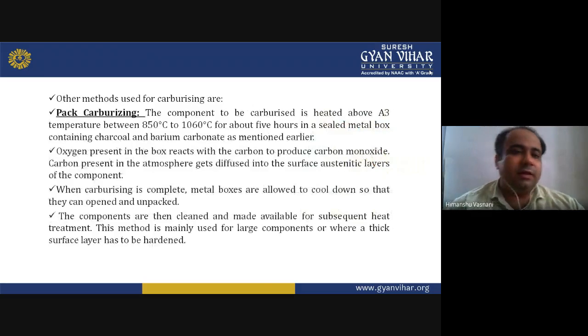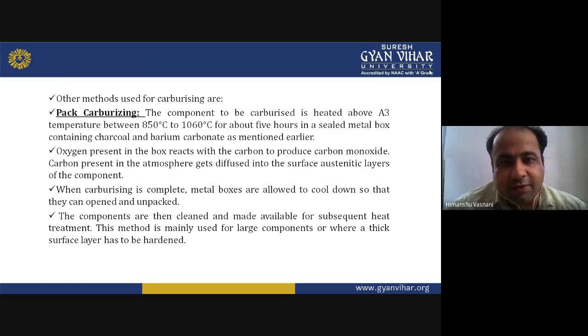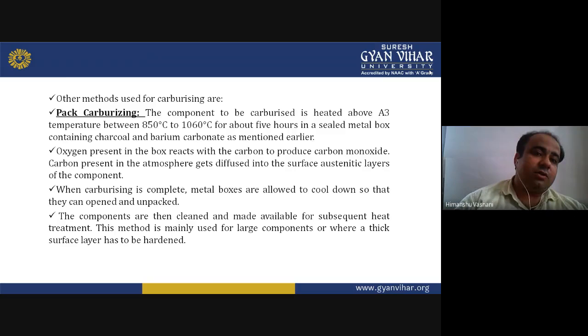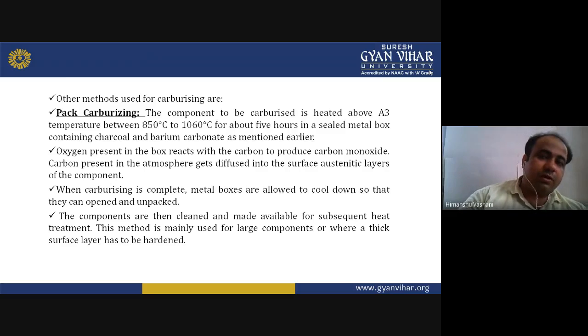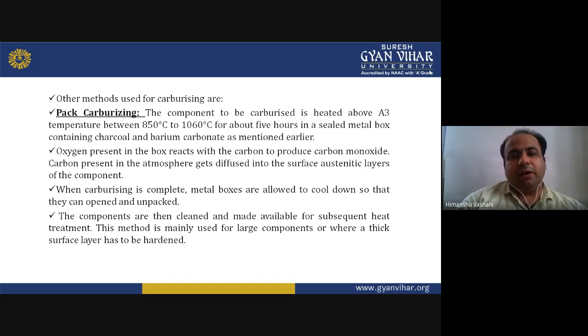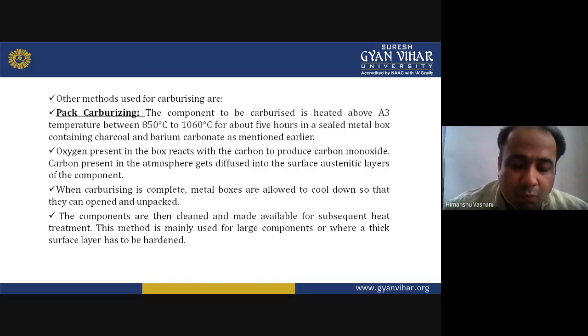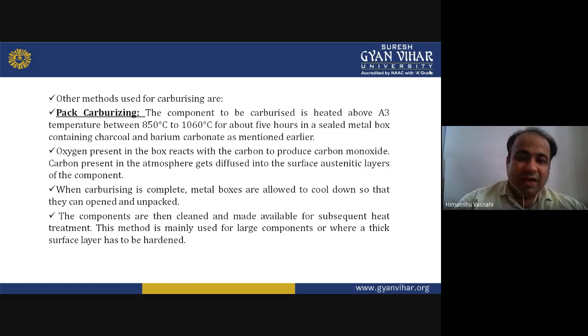Another method of carburizing is pack carburizing. The component to be carburized is heated to a temperature between 850 and 1060 degrees centigrade for about 5 hours in a sealed metal box containing charcoal and barium carbonate. Oxygen present in the box reacts with the carbon to produce carbon monoxide, so carbon from the atmosphere gets diffused into the surface austenitic layers of the components. When carburizing is complete, the metal boxes are allowed to cool down so they can be opened and unpacked. The components are then cleaned and made available for subsequent heat treatment.